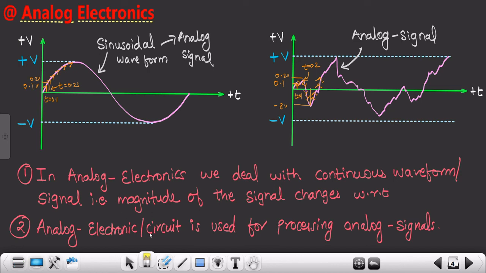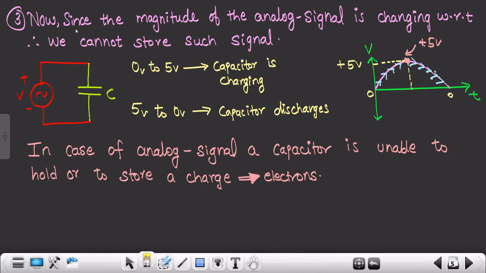And obviously the analog circuit is used for processing the analog signal. And in analog electronics we deal with this kind of signals where the signals are continuous, right? Great. And the third point, which plays a very significant role to create a difference between analog and digital electronics, is that in analog electronics we cannot store anything, right? Since the magnitude of analog signal is changing with respect to time, we cannot store such signal.